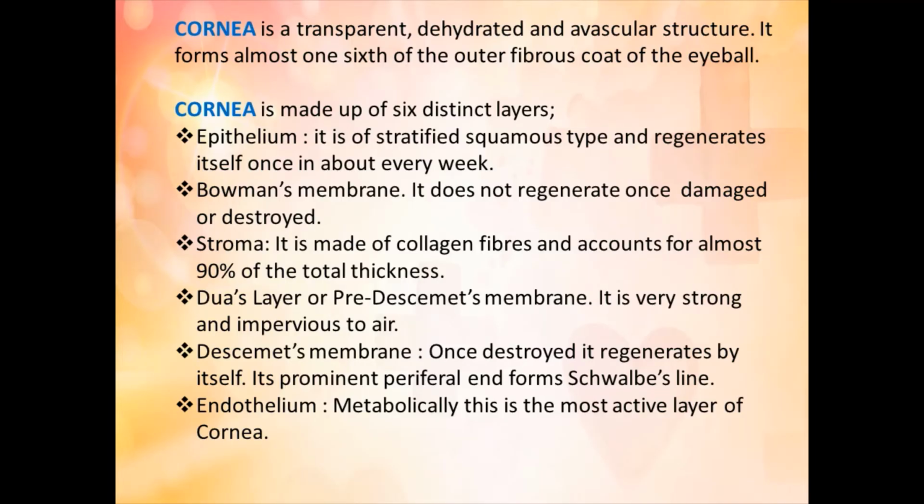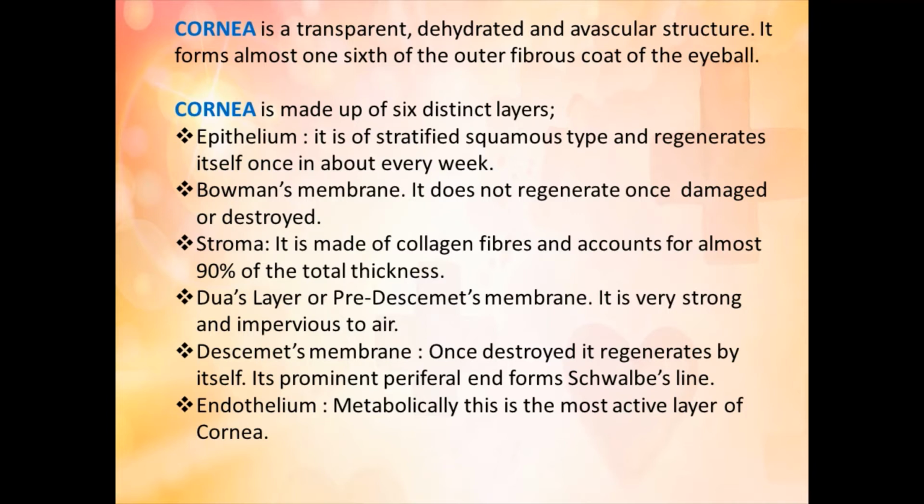Cornea is a transparent, dehydrated, and avascular structure. It forms almost 1/6 of the outer fibrous coat of the eyeball. Cornea is made of 6 distinct layers. Epithelium. It is of stratified squamous type and regenerates itself once in about every week. Bowman's membrane. It does not regenerate once damaged or destroyed.